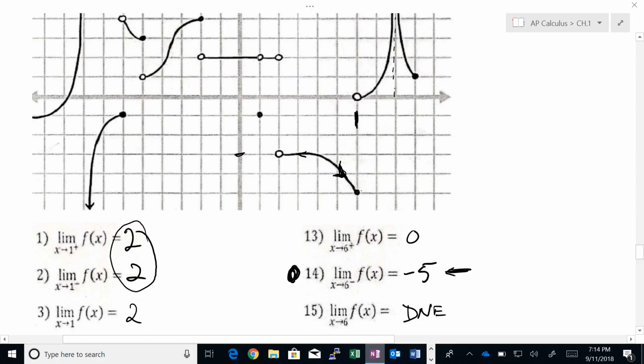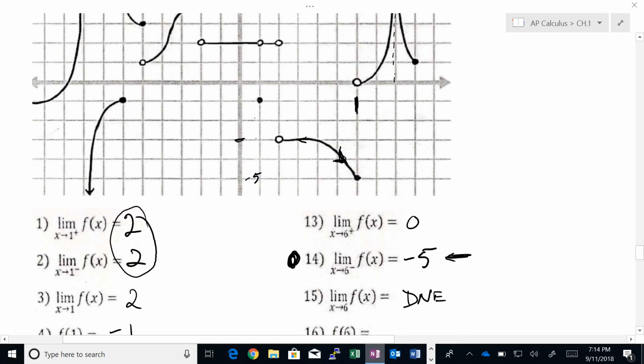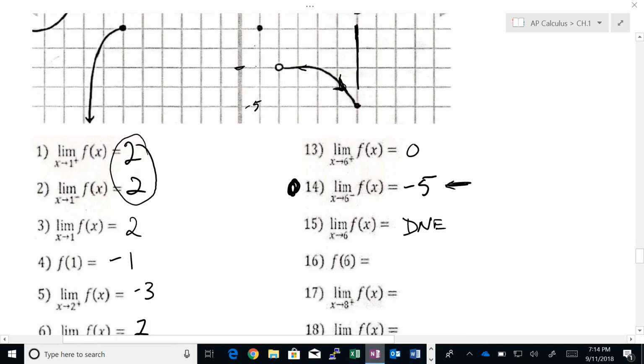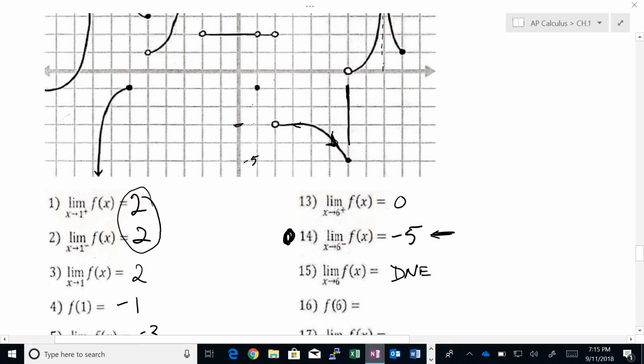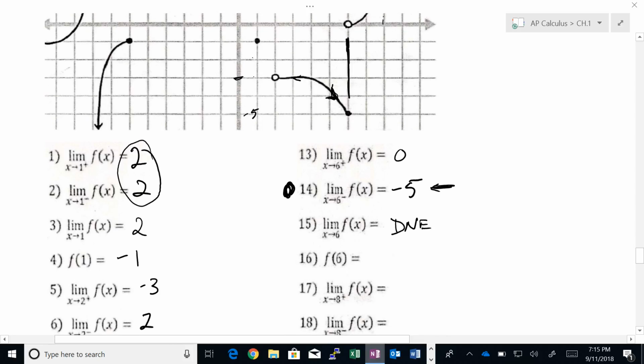So if you notice, I'm approaching this dot right here. So if you look, that's negative 5. 1, 2, 3, 4, 5. So that's why that's negative 5, I'm approaching that value. This is 6 right here. Okay. I'll keep going on all the ones here. F of 6. 1, 2, 3, 4, 5, 6. Closed dot here, so it's also negative 5.